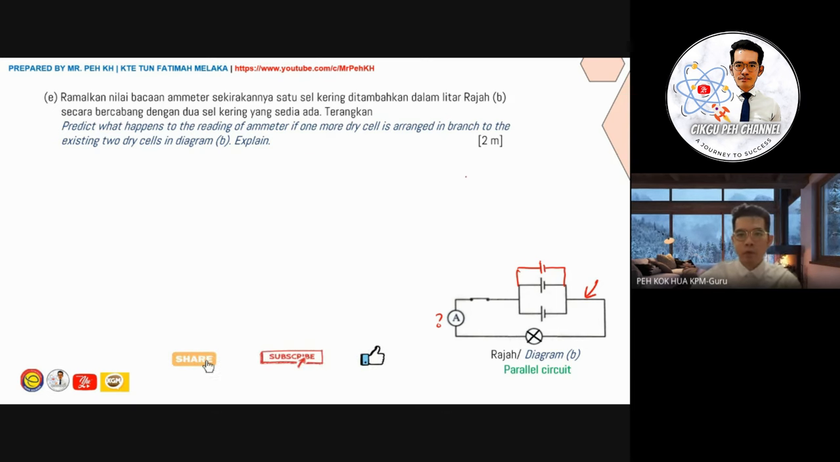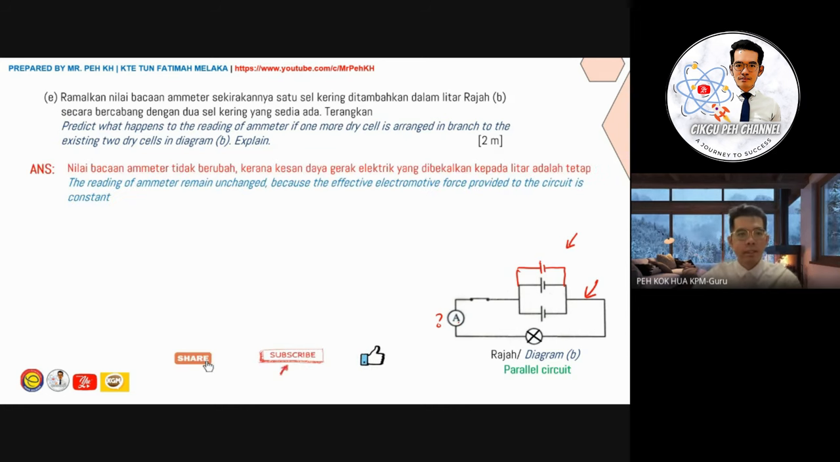As we already discussed, if we add a dry cell arranged in parallel, the effective EMF will remain constant, so the reading of the ammeter will be unchanged. So the answer here is: the reading of the ammeter remains unchanged. This is the first mark, the prediction for the reading of the ammeter when we add one more dry cell which is branched to the others, referring to parallel.